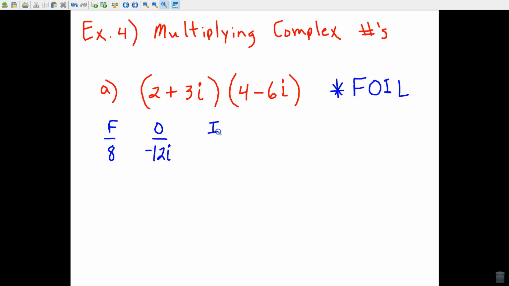The I stands for the inside or the inner terms multiplied together. 3i times 4 is positive 12i. And then the L stands for multiplying the last terms together. 3i times negative 6i is negative 18i squared. But don't forget that i squared really is equivalent to negative 1.